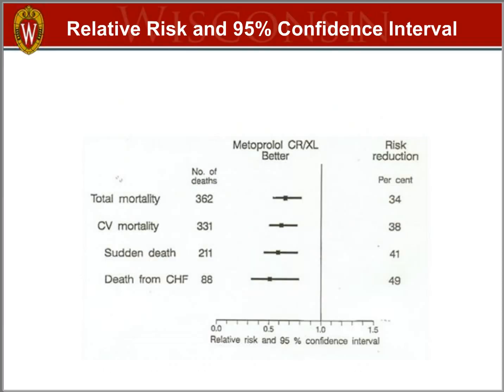If you look at the confidence intervals for the various outcomes, total mortality, cardiovascular mortality, sudden death, or death from heart failure, they all are quite a bit less than 1, indicating metoprolol, the beta blocker, was beneficial. The length of the line indicates the confidence interval. The symbol represents the estimate. Notice the consistency across outcomes.